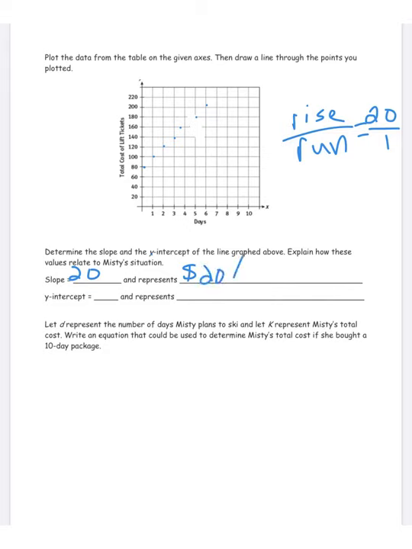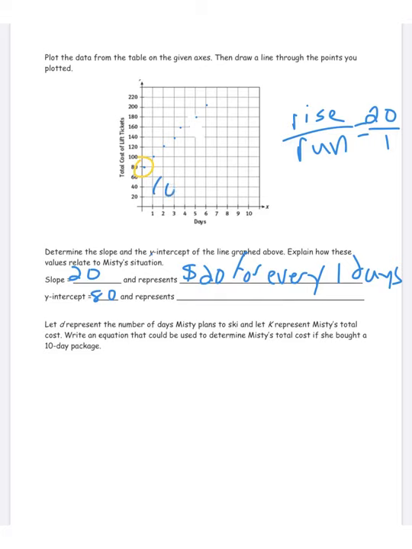And then we have for every 1, and then 1 is on the x-axis, and the label on the x-axis is days. So what the slope of 20 means is that it costs you $20 for every 1 day that you go skiing. The y-intercept is where the line or the points cross the y-axis. That would be right there, because that's directly on the y-axis. So our y-intercept is 80. And that's again on the y-axis.